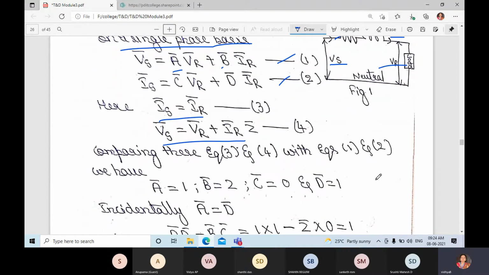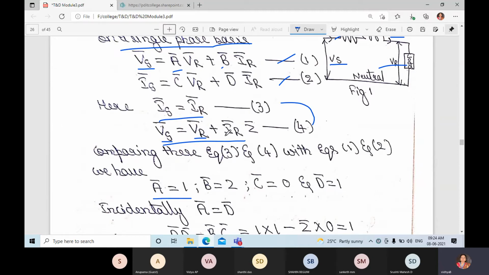Comparing equations 3 and 4. From this, we always need to remember that if we are writing the Is equation, it should be in terms of Vr and Ir. And if we are writing the Vs equation, then it should also be in terms of Vr and Ir. From these equations, first compare equation 1 and 4. Vs vector and Vr: nothing is there, that means 1 into Vr. So A vector is equal to 1.